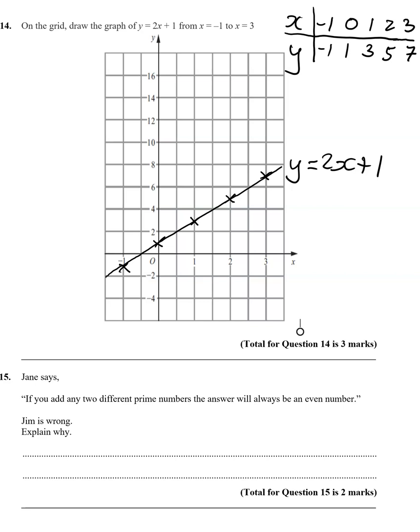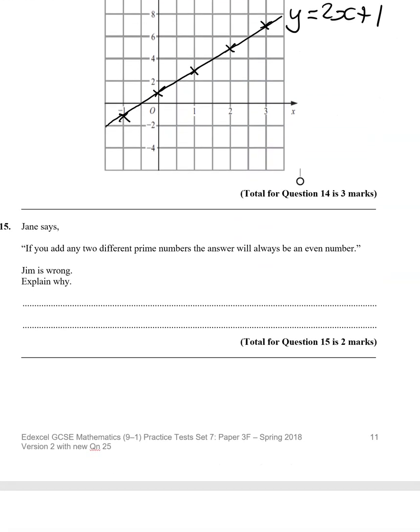Now, next question, question 15. If you add two different prime numbers, the answer will always be even. Right? Jim is wrong. Explain why Jim is wrong. Well, let's actually write our prime numbers out. So we've got 2, 3, 5, 7, 11, 13. Well, if we add two odd numbers together, we get even. But Jim has forgotten that 2 is actually a prime number. So 2 plus 3 is 5, which is odd.